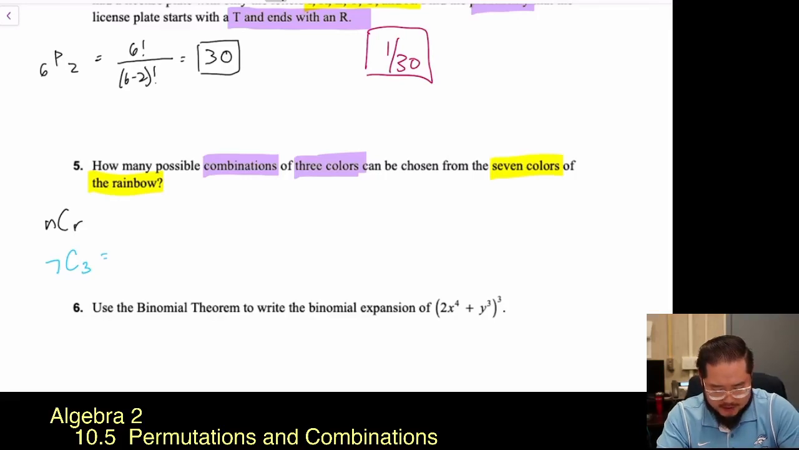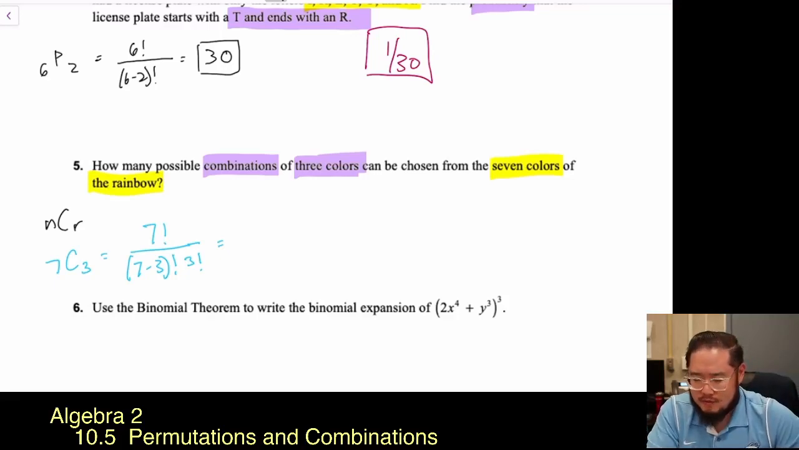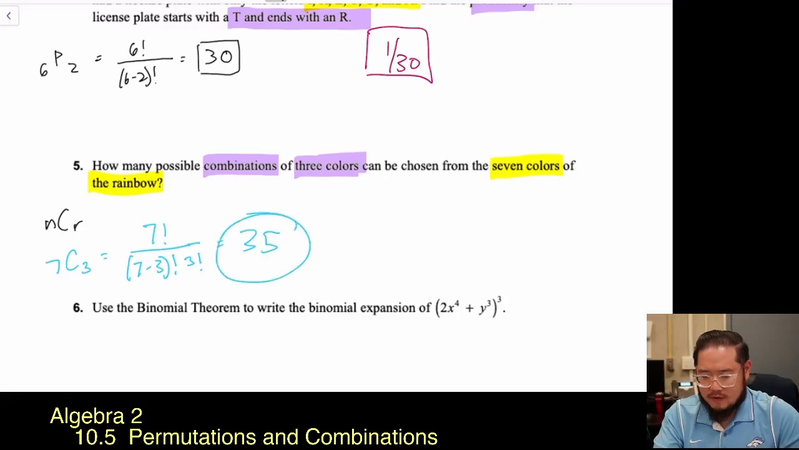And let's write this out right here. So we have n factorial, so it's going to be 7 factorial divided by n minus r factorial, and then times 3 factorial. Okay. So if you simplify that or plug it into your calculator, you should end up right here with 35. So how many possible combinations are there? There are 35.